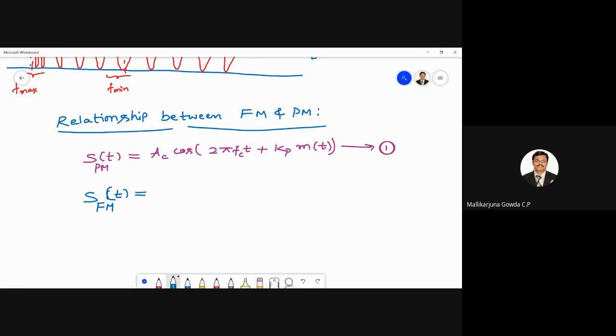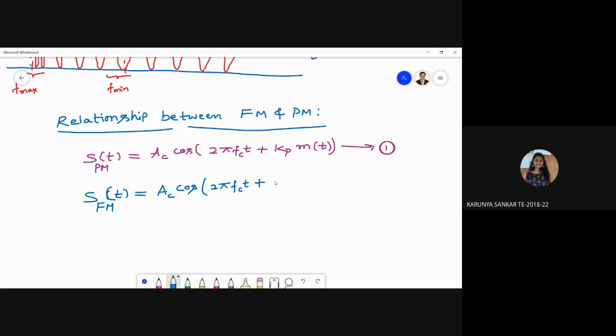How we have written for PM, in the same fashion, what is the difference? You are not familiar with the basic equation, I think. It shows you are not studying. This has been taught in the previous class also. Ac cosine of 2 pi fc t. Yes, next is the difference. What is the difference?